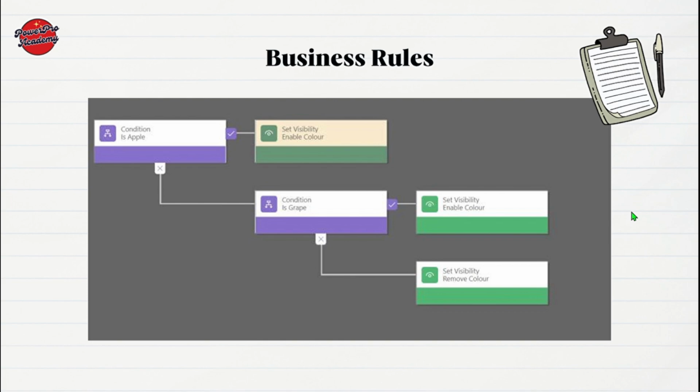There are items, and with respect to each item, there are their colors. If the item is apple, then the visibility of the color is set to red. If the item is grape, then the visibility of the color is enabled to green. And if the item is not apple or grape, then the visibility of the color has been removed. So that's how we can define business rules in our Common Data Service and create more specific business type models or data.